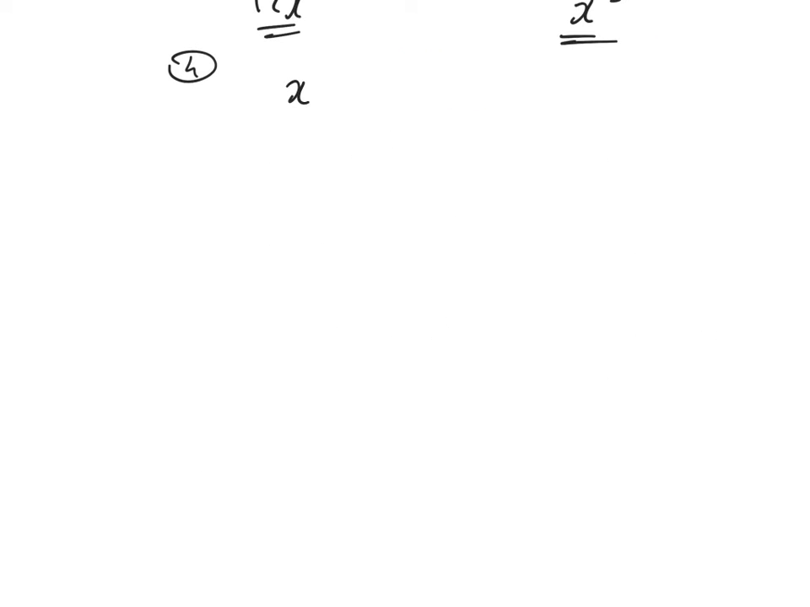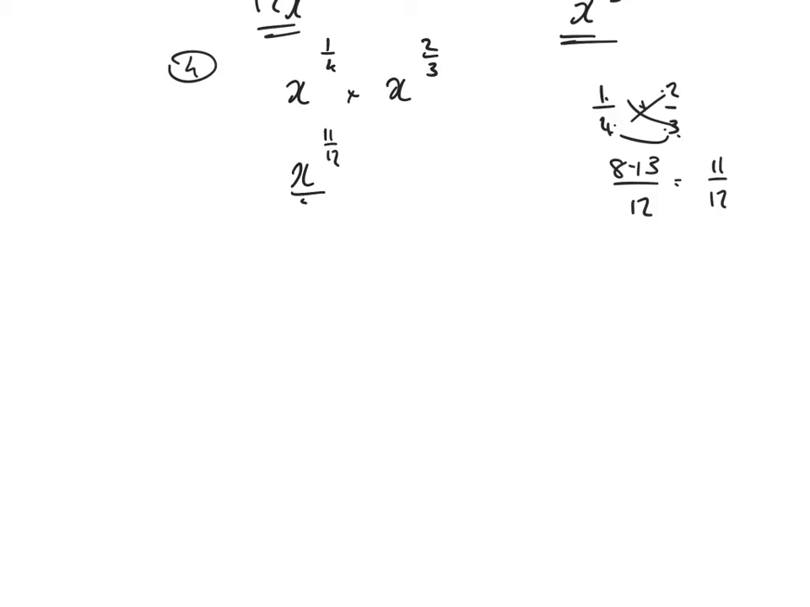Example 4: x to the 1/4 multiplied by x to the 2/3. Okay, so again, let's go to the side and add the powers. 1/4 plus 2/3. 2 times 4 is 8, plus 3 times 1 is 3, over 4 3s are 12, 8 plus 3 is 11, 11 over 12. Final answer, x to the 11/12.